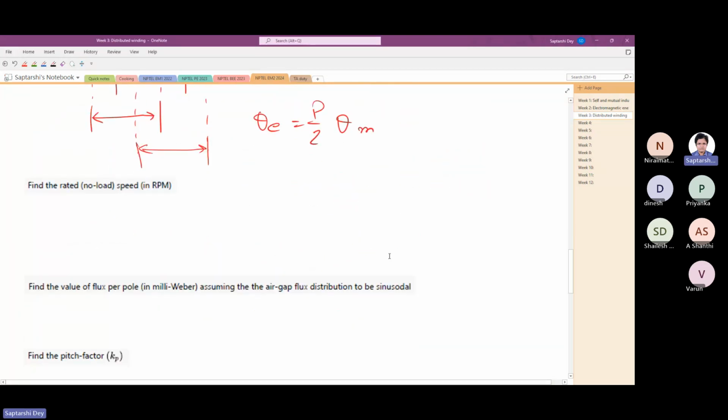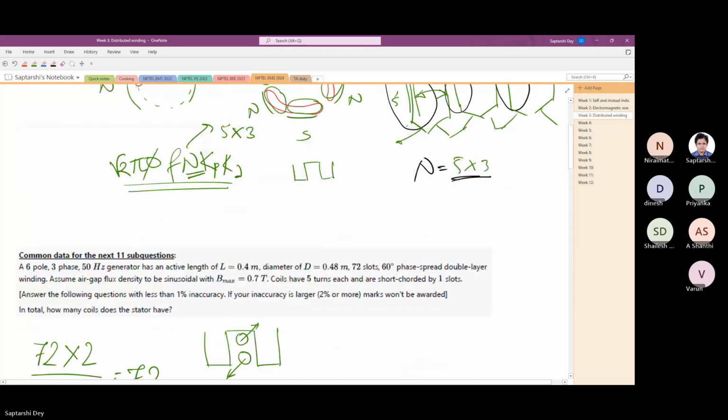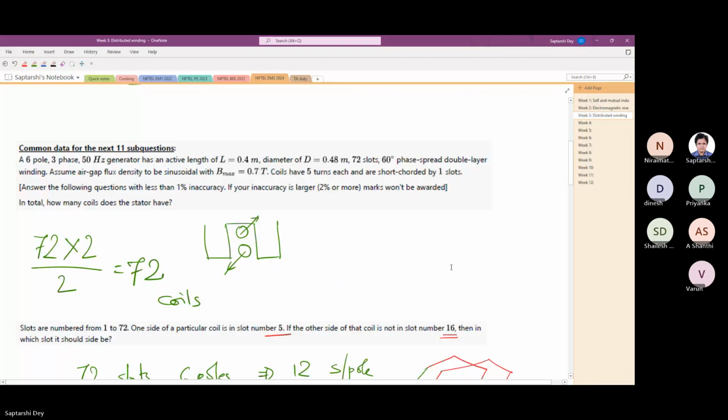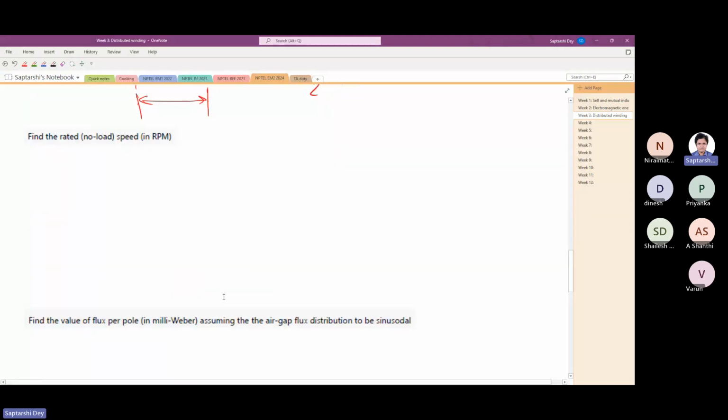Find the rated speed in RPM. There is a little bit of inaccuracy, you can say. It's not mentioned which machine, but since no other data is given to us, we can simply take the rated speed to be synchronous speed. That is 120 f by P. 50 Hz is given. 1000 RPM.